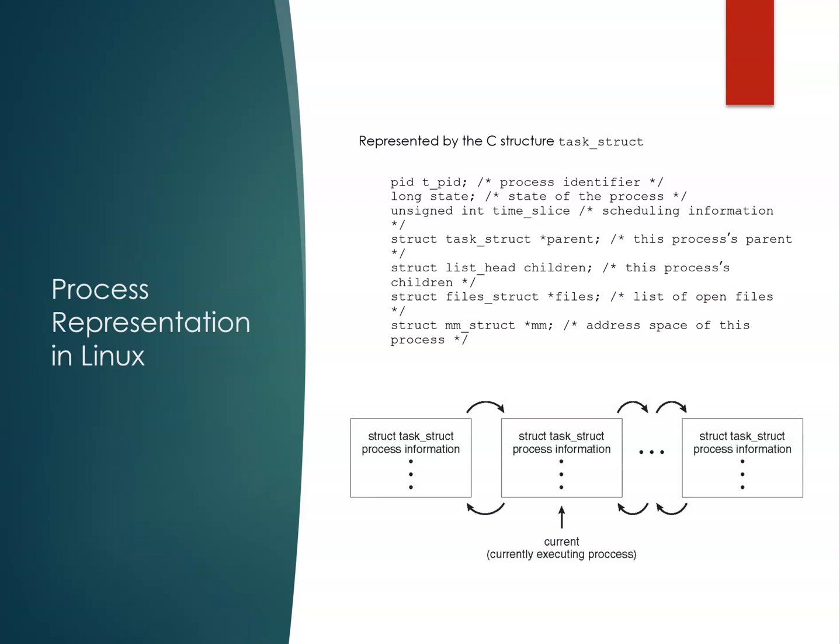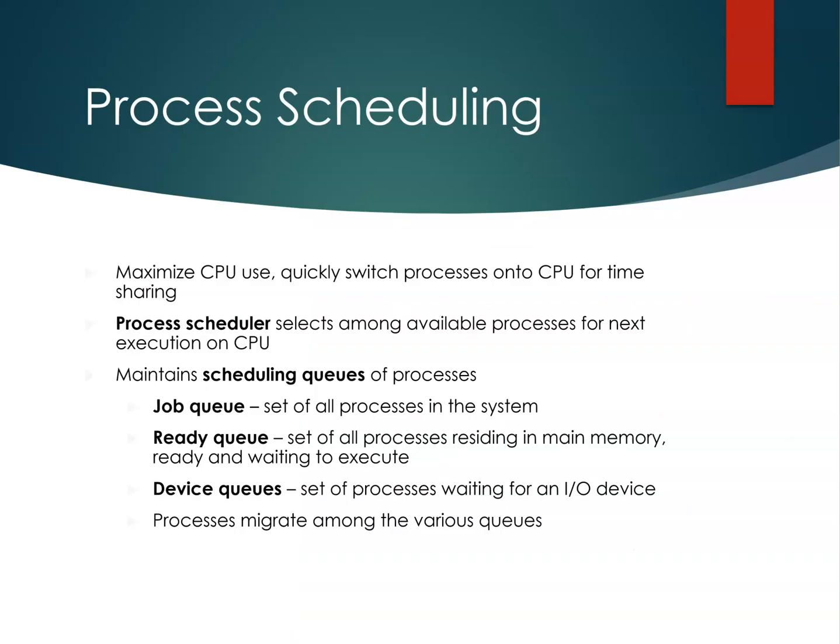So in Linux, how are processes represented? It uses a task_struct in C, where we have a process ID, the state of the process, the time slice for scheduling information, the parent process, its children, the open files, and the address space of this process. The task_struct information is used by the various processes and updated for each as we switch processes.